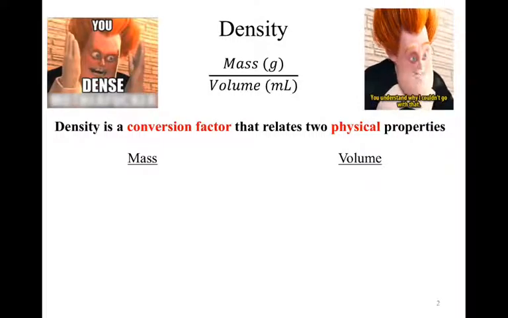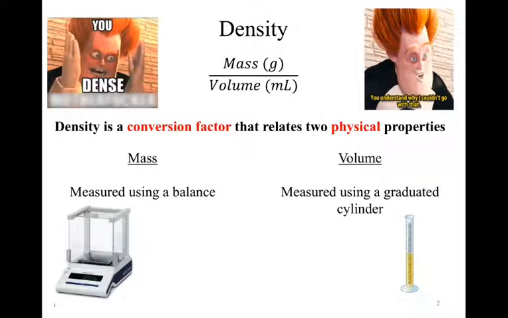Density is really a conversion factor that relates the physical properties of mass and volume. The mass is typically represented in grams and the volume in milliliters, and it depends on the substance. Sometimes we don't want milliliters, but for today's lab, milliliters makes the most sense. When we measure mass, we use a balance, and we want to report all of the significant figures that come out of the balance. When we look at volume, we'll use a graduated cylinder.